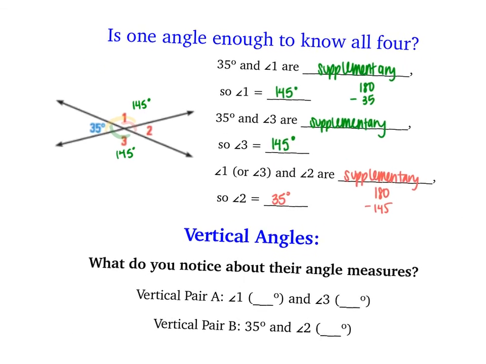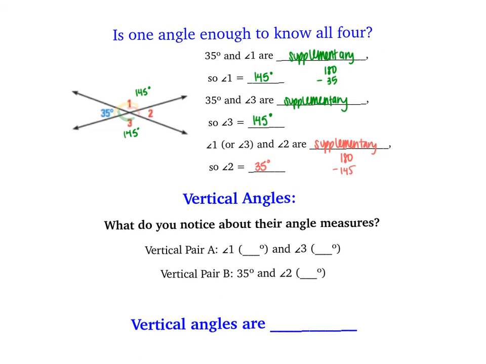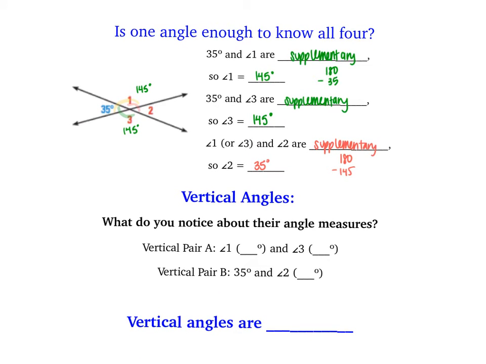So let's take a step back and see what we just discovered. Angle 2 ended up being 35 degrees, and angle 1 and angle 3 were both 145 degrees. Let's specifically look at the vertical angles. Angle 1 and angle 3 are vertical, and both of those were 145 degrees. Then I have that 35-degree angle and angle 2, which was also 35 degrees. So hopefully we notice that vertical angles are equal in measure. That is going to be important for us to remember.